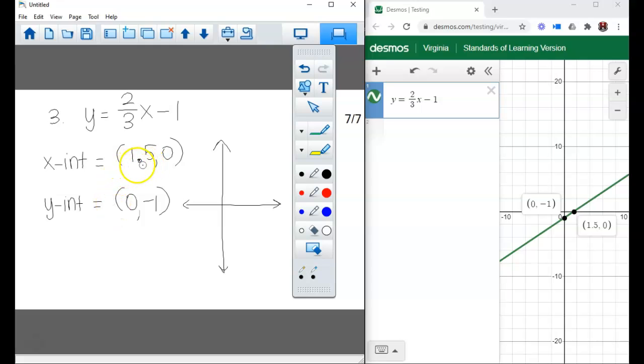Now notice your x-intercept is at 1.5, so you'll need 1, 2 on your x-axis, and 1.5 is exactly in the middle between 1 and 2. 0, -1. You want to come down 1 on the y-axis and put your dot there. And then you'll draw the line through those 2 points.